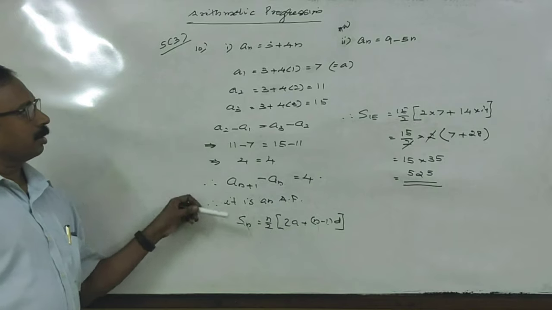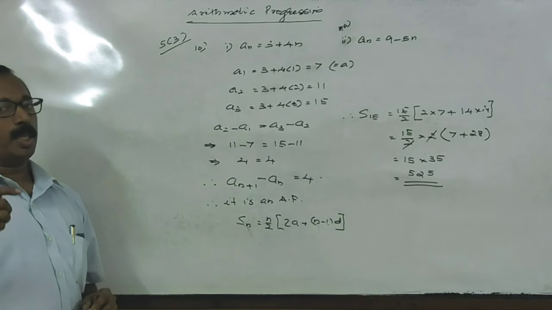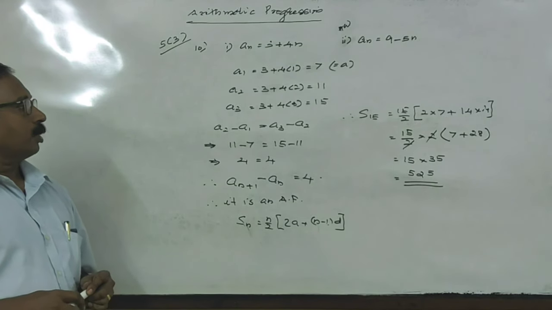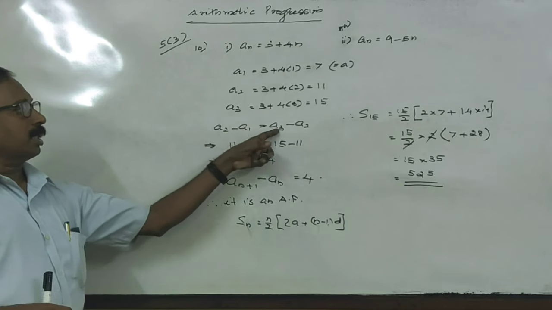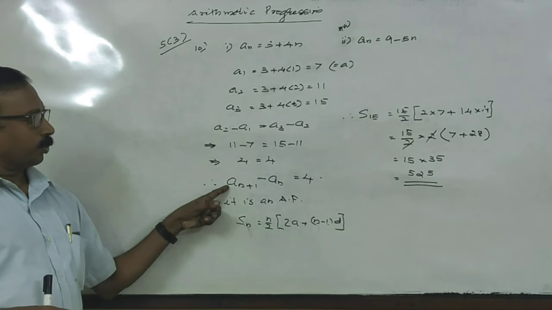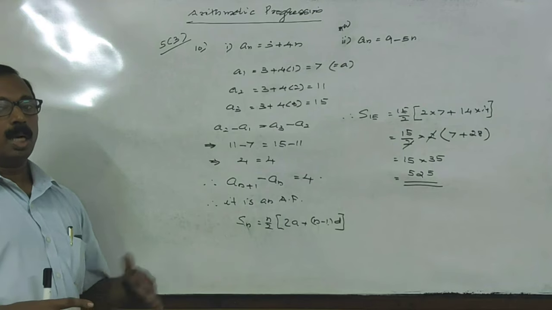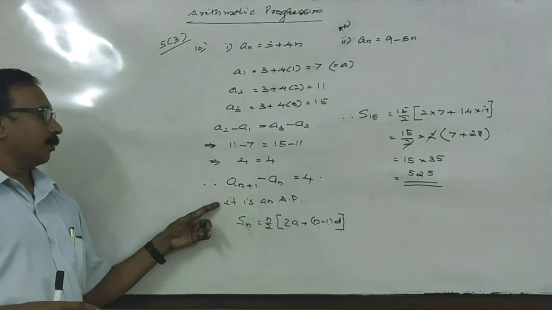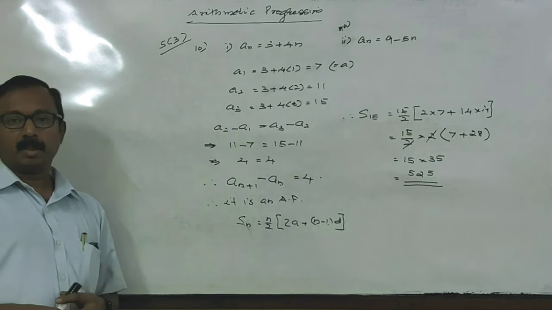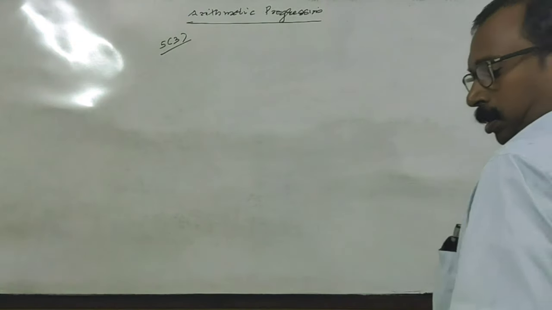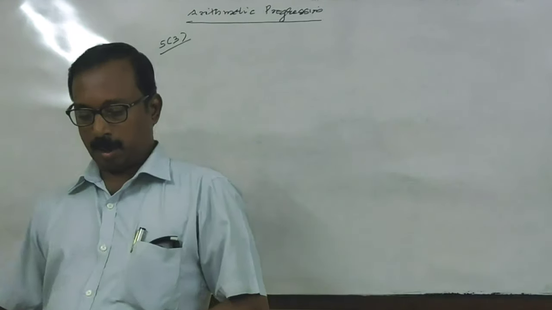We will change the rule. Another question: a1, a2, a3, where a2 minus a1 is equal to a3 minus a2. Therefore, a(n+1) minus a(n) is equal to the common difference in a general AP. And the sum of 15 terms, isn't it? Yeah, that's the 11th question.